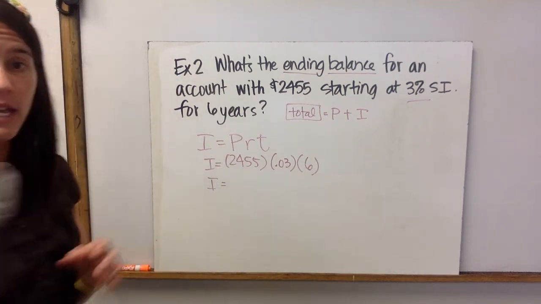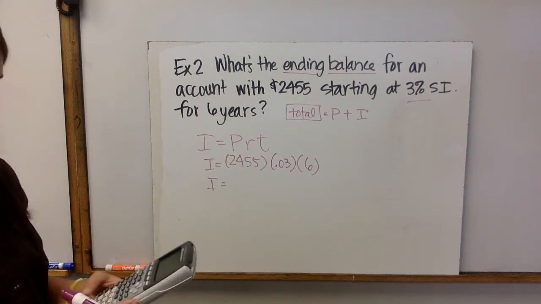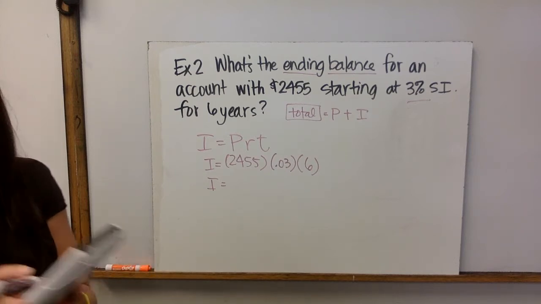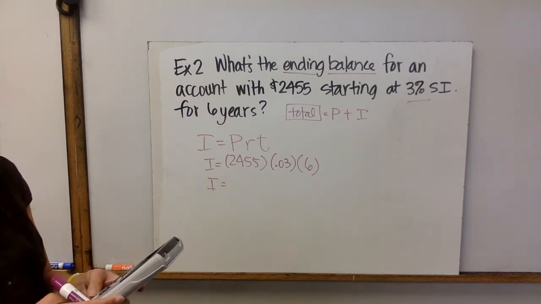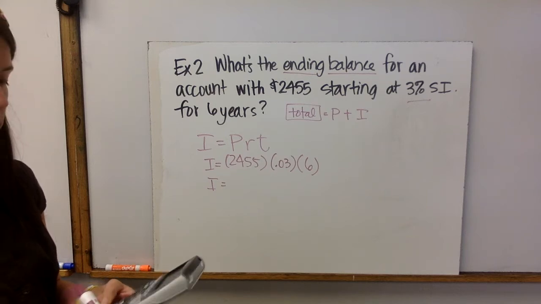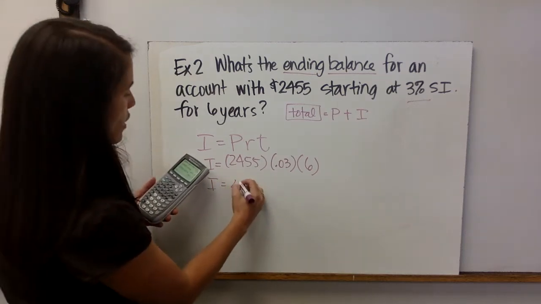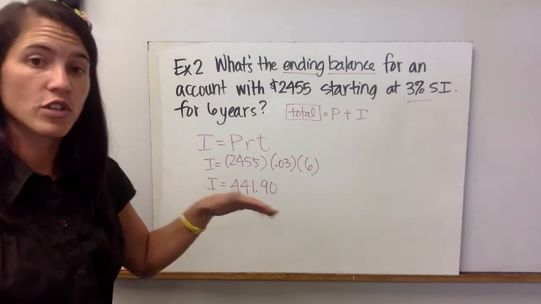So I'm going to type that into my calculator. 2,455 times 0.03 times 6 years. And we've earned, just double checking, $441.90. That's our interest over those 6 years.